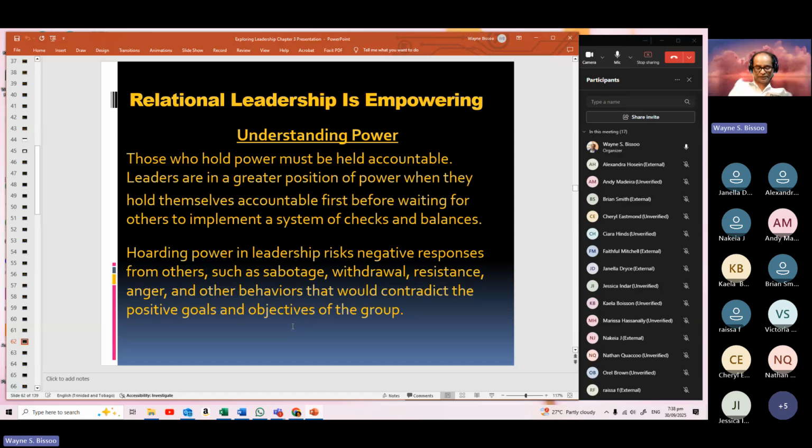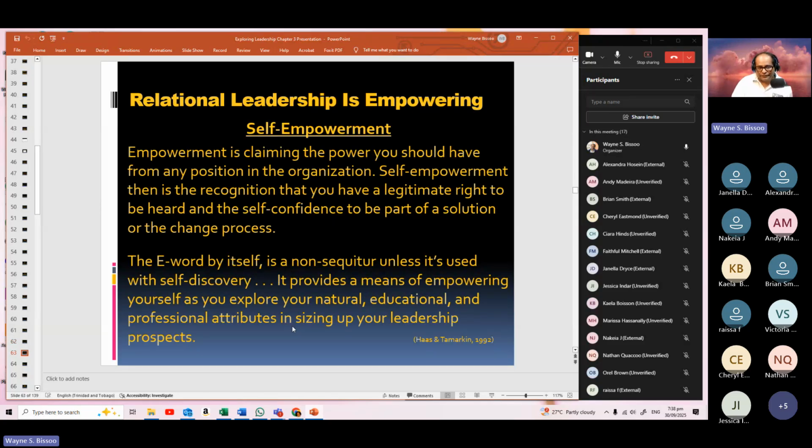And that's unfortunate because at the end of the day, a lot of times that hoarding of power creates a lot of negativity, not only within the organization, but for those of us outside the organization trying to interact with individuals working in there. So be careful when you do that, okay?